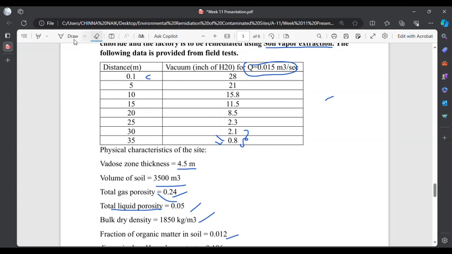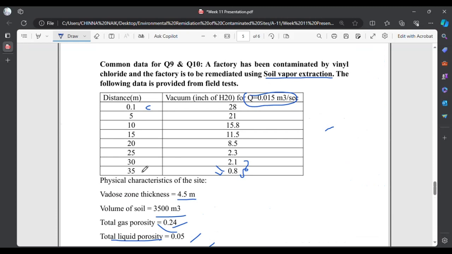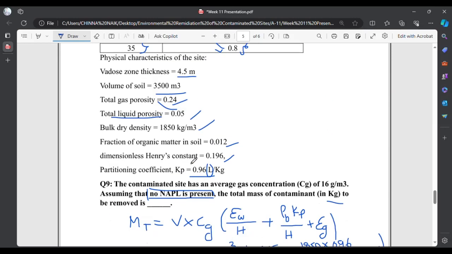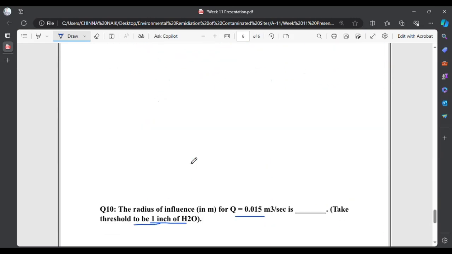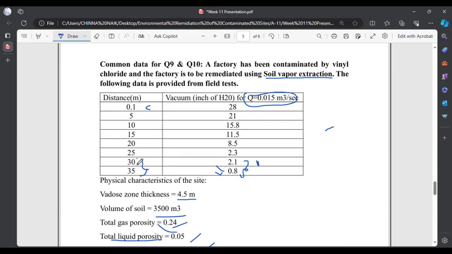Yeah, so the distance will be 30 and 35. So here, at threshold 1, we have to calculate. It is directly what we have to do: we just do linear interpolation. The radius of influence we have to calculate in meters, so that will fall in between 30 and 35, pertaining to the 1 inch of H2O threshold.